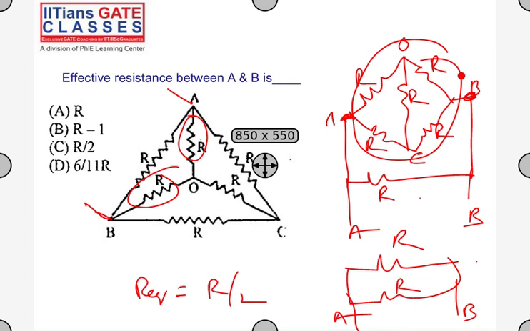Is this clear? When a balanced Wheatstone bridge is there, you can easily simplify it. Otherwise, you can do star to delta or delta to star. You can do all those things, but it's easier if you can identify the circuit properly. Okay. Shall I move to the next question?